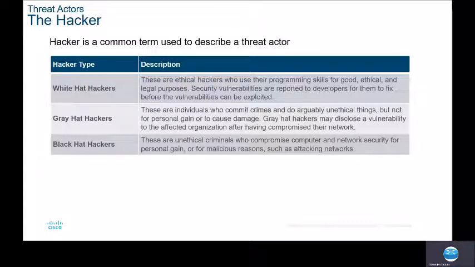Of course, at the opposite end of the scale, there are black hat hackers. These are the unethical criminals who compromise computer and network security for personal gain or for malicious reasons such as attacking networks. And of course, somewhere in the middle are the grey hat hackers. These are individuals who commit crimes and do arguably unethical things, but not for personal gain or to cause damage. They may disclose a vulnerability to the affected organisation after having compromised their network.